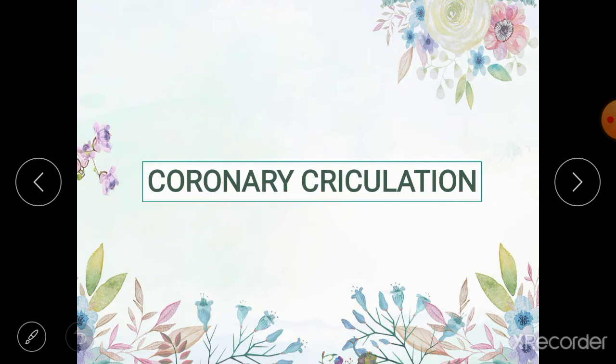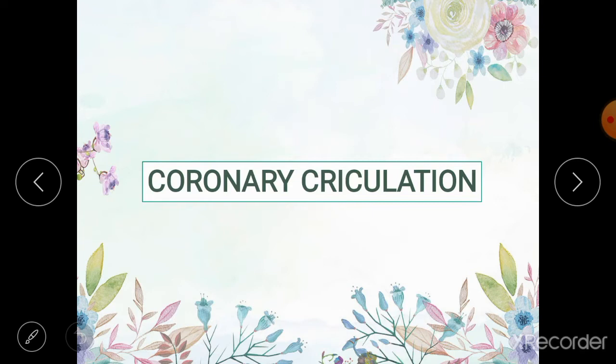As you all know, the heart itself requires blood to meet its metabolic demands. The heart is an organ which is always working, always pumping blood to your peripheral organs, so it itself requires blood to meet its high metabolic demands. The blood vessels which carry blood to the heart itself are known as the coronary blood vessels, and this type of circulation is known as the coronary circulation.